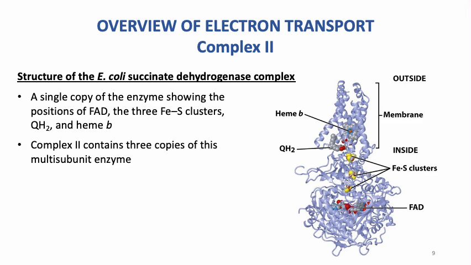This slide shows a single copy of the complex 2, or the succinate dehydrogenase complex, showing the electron carriers, as I said, FAD, the iron sulfur clusters, the 3 of them, as well as cytochrome B. But as I said in the previous slide, cytochrome B is not involved in the electron transport in this complex.